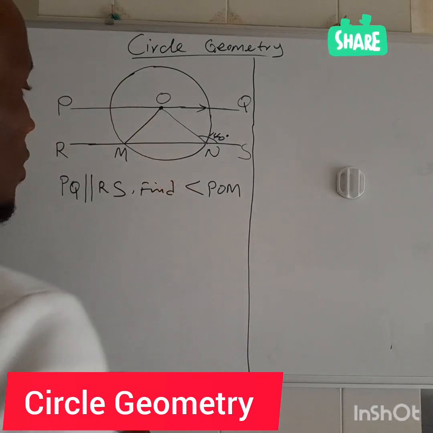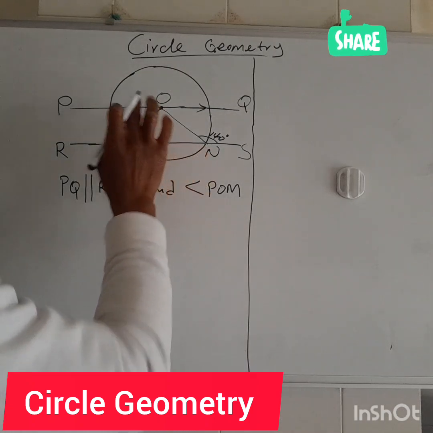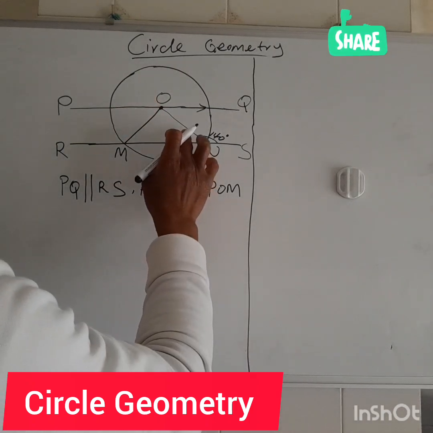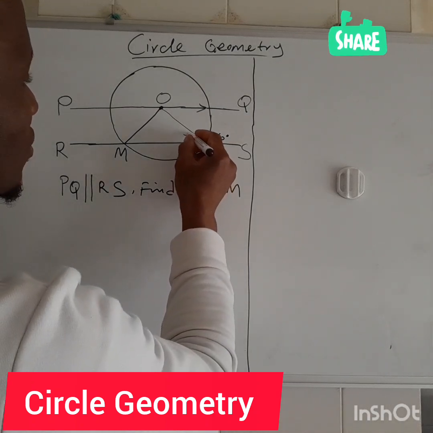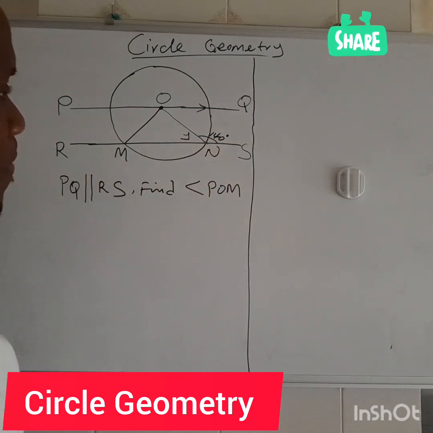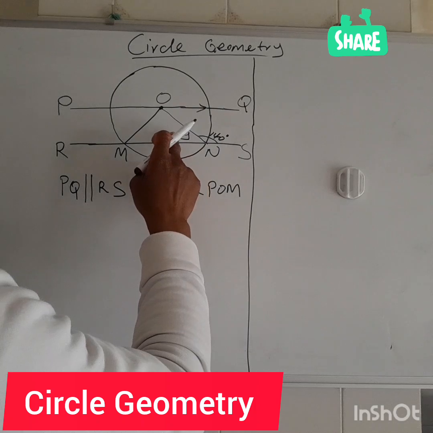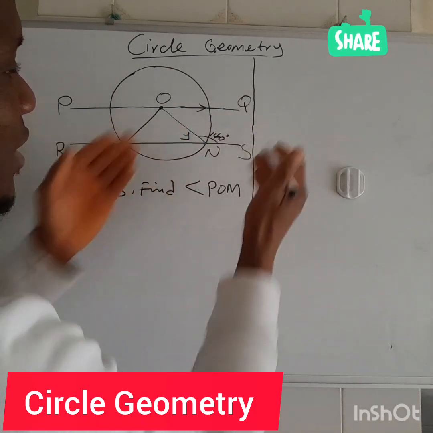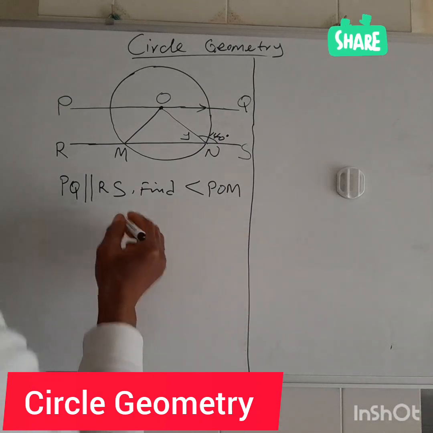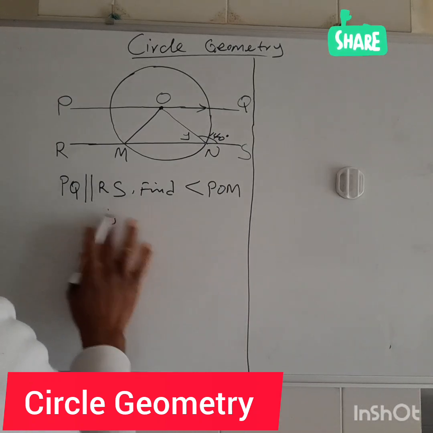Angle ONS is given as 140 degrees, and our target is to find POM, which is this point. So for us to get to this point, first, let us know what this angle is. Let's label this angle Y. Remember that these are angles formed on a straight line.